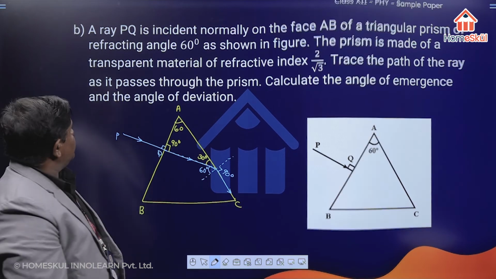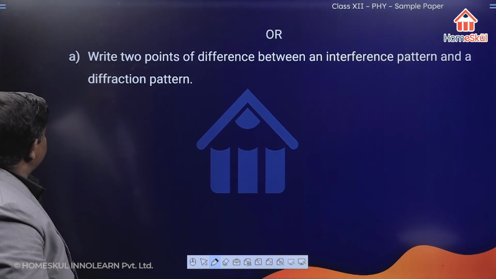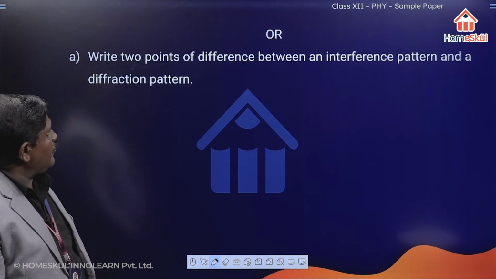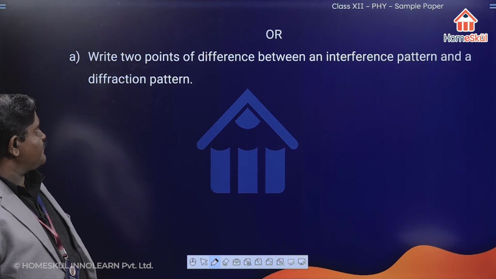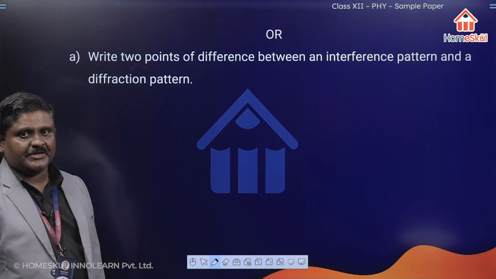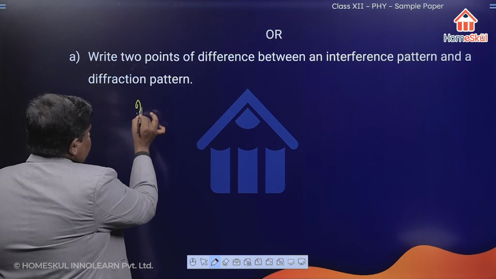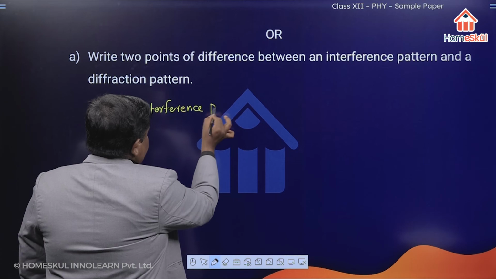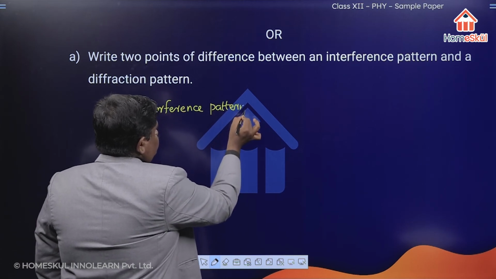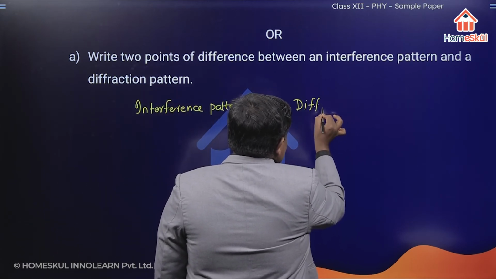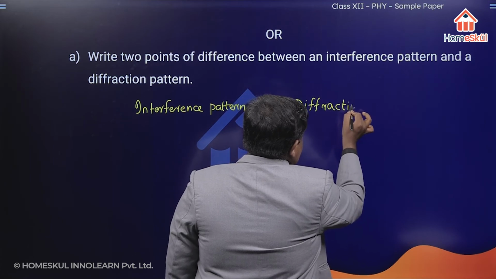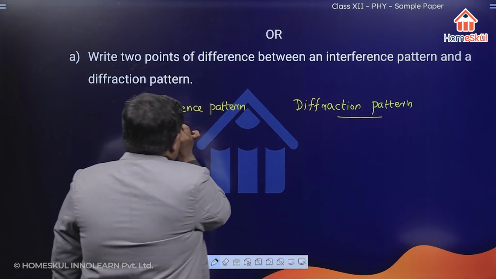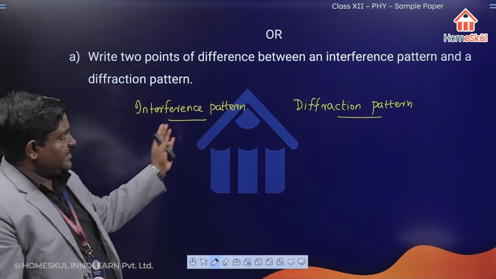Clear? Okay, so we move on to the next one, that is the OR question. Write 2 point differences between an interference pattern and a diffraction pattern. Okay, so interference pattern and diffraction pattern. So here we have to write 2 point differences between interference and diffraction.